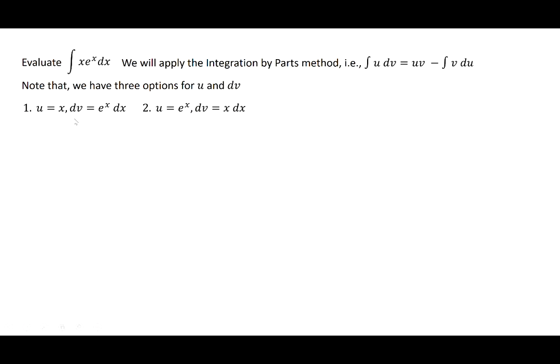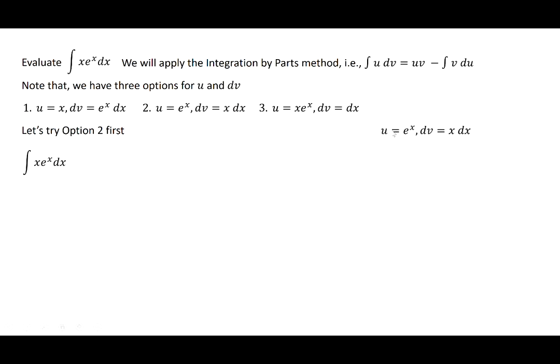That's one option. The second option is we can say u equals e to the x and dv is x dx. And the third option is u equals x e to the x and dv equals dx. So those are the three options I was talking about. In fact, let's try the second option first. Integral x e to the x dx is uv, and the second option says plug in u equals e to the x and dv equals x dx.